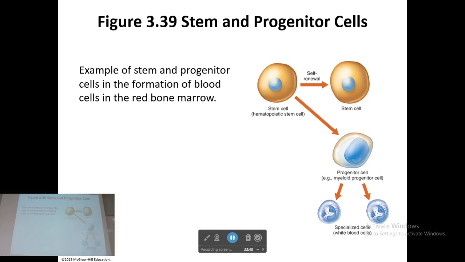Okay, so here we have an example with a stem cell. This is a hematopoietic stem cell, which is going to be producing blood. Here we have the self-renewal, so it's going to make another stem cell, right, so that property is retained, but then it's also going to produce a progenitor cell, and the progenitor cell is then going to divide to produce these different white blood cells. With each division here, it becomes more and more specialized.